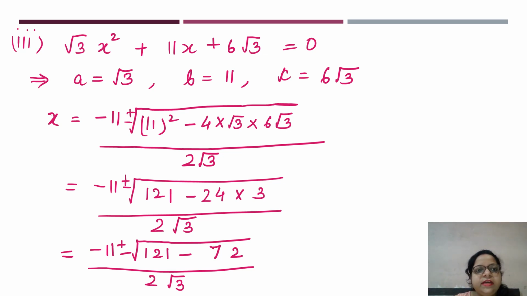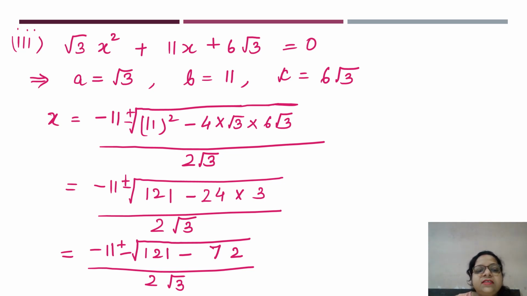The third question, children, taking the third part, that is root 3 x square plus 11x plus 6 root 3 is equal to 0. Implies that a is equal to root 3, b is equal to 11 and c is equal to 6 root 3. Putting the values in the formula, we get x is equal to minus 11 plus minus under root of 11 square minus 4 into root 3 into 6 root 3 upon 2 into a, that is 2 into root 3.